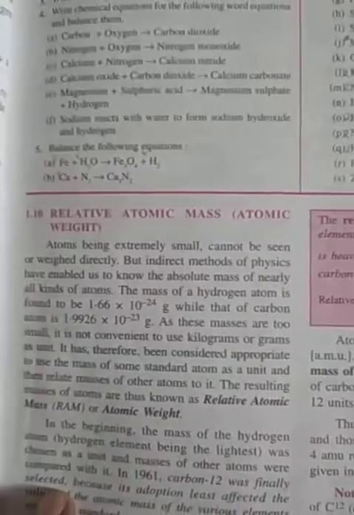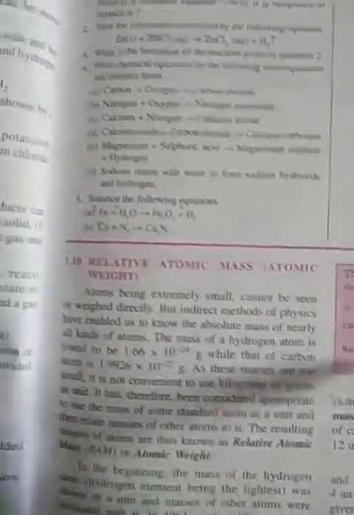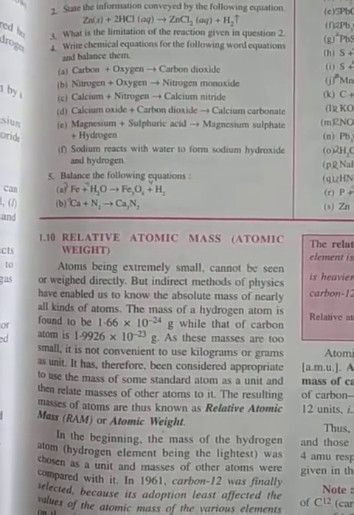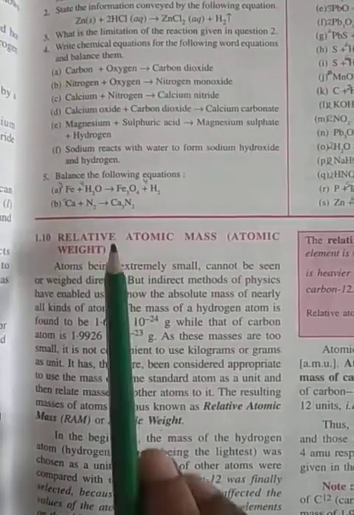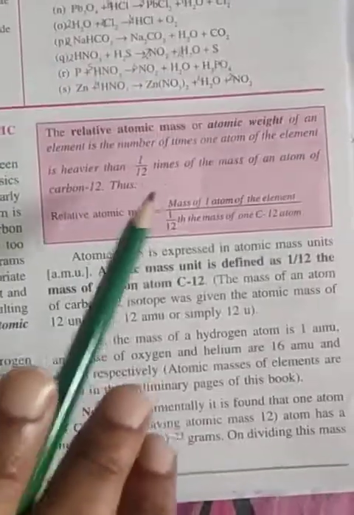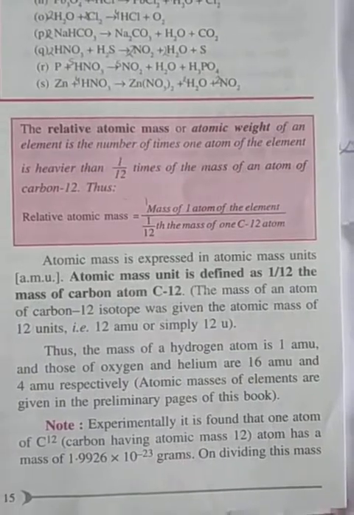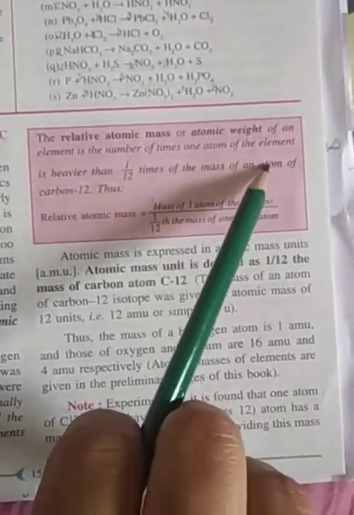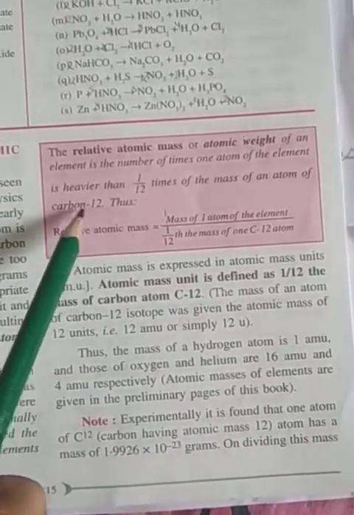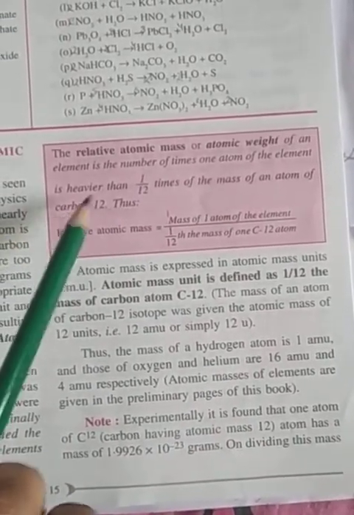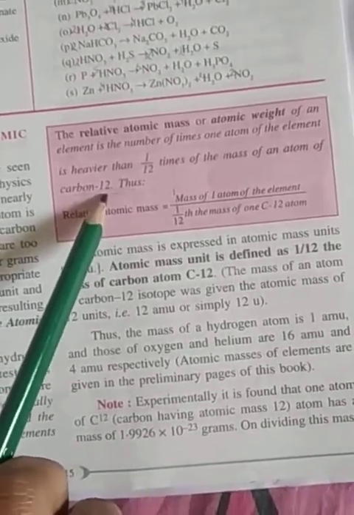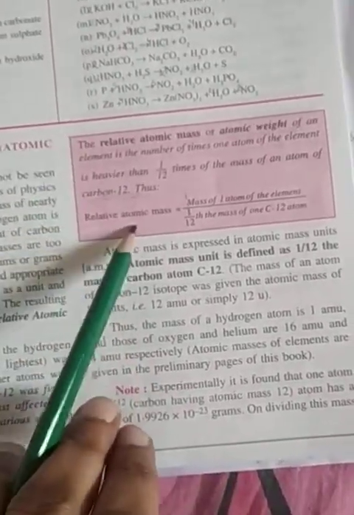Now, relative atomic mass. This is just the atomic mass. Learn the definition. As we say atomic mass, atomic weight, it is relative. Relative means we compare it with carbon. Okay. So, relative atomic mass or weight of an element is the number of times an atom is heavier than 1/12 times the mass of carbon-12. Carbon-12 means it is the isotope in which the weight of carbon is 12. Okay. So, the definition is to be learnt, but when you have to calculate the atomic mass, it is very simple.